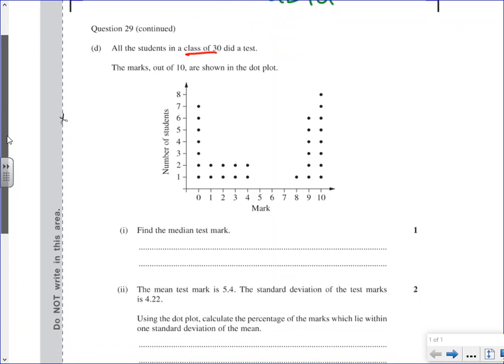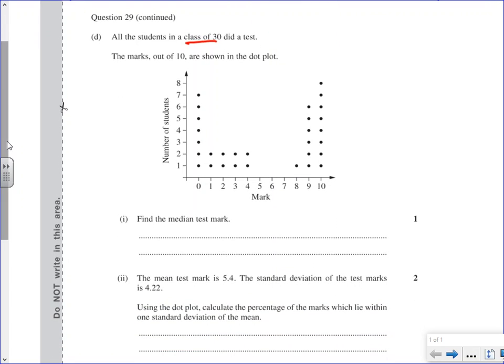So remember, to find the median, there's plenty of ways of doing it. One way we can do it is see how many scores there are and add 1, divide by 2 to find the position. So we'll do that first of all. So the position equals 30 plus 1 divided by 2, which equals 15.5. So that means the median is going to be between the 15th and the 16th number.